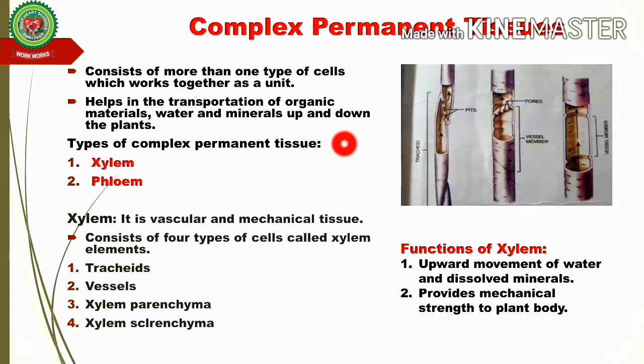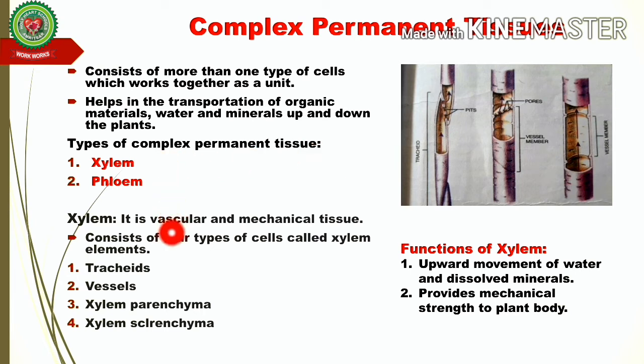Now students, we will discuss second type of tissue, that is complex permanent tissue. The complex permanent tissue consists of more than one type of cells which work together as a unit. Complex tissue helps in the transportation of organic materials, water and minerals up and down the plants. That is why it is known as conducting or vascular tissue. The common types of complex permanent tissues are xylem and phloem.